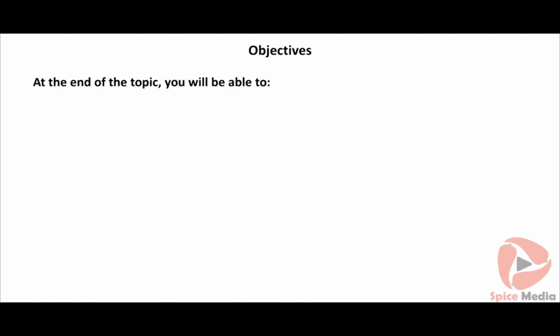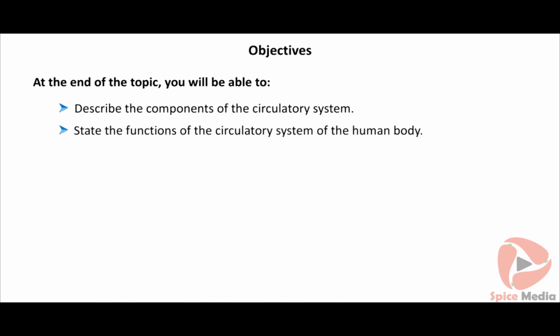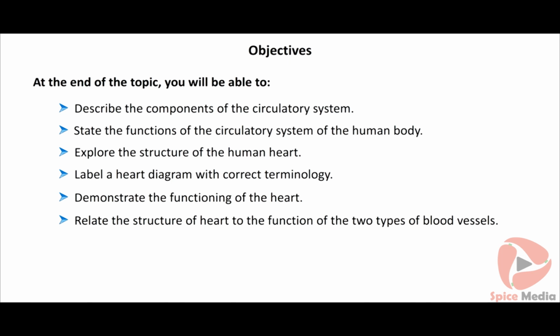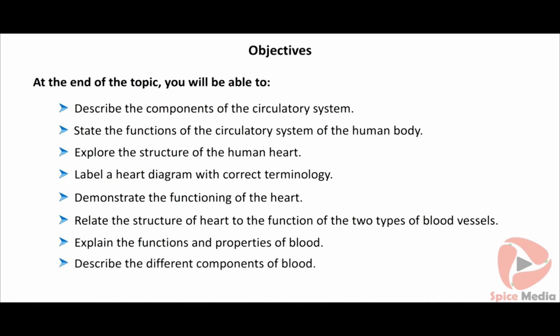At the end of this topic, you will be able to describe the components of the circulatory system, state the functions of the circulatory system of the human body, explore the structure of the human heart, label a heart diagram with correct terminology, demonstrate the functions of the heart, relate the structure of the heart to the function of the two types of blood vessels, explain the functions and properties of blood, describe the different components of blood.